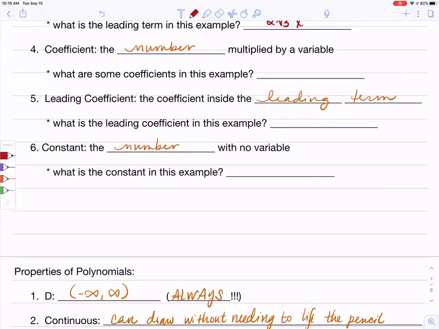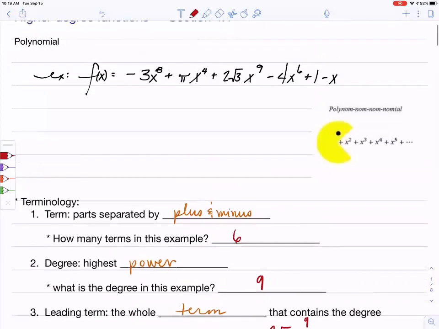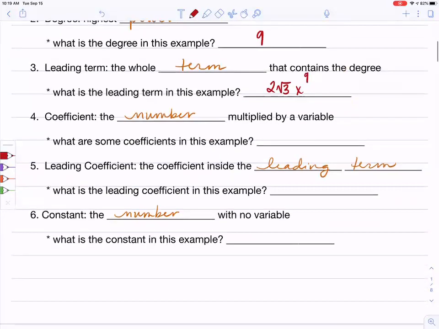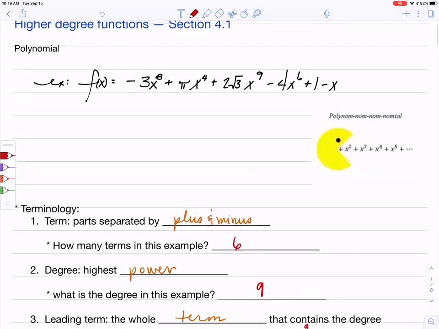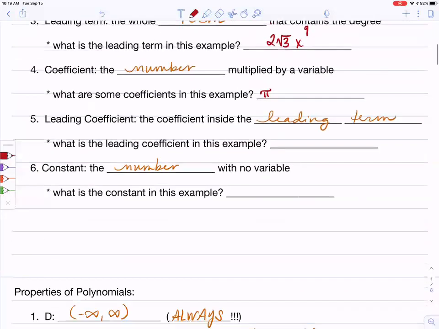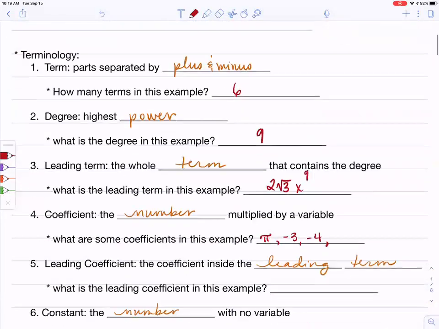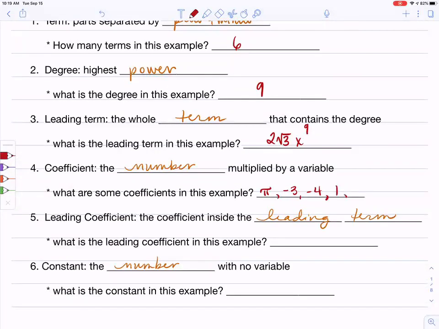All right, let's see, the next question. What are some of the coefficients in this example? I thought you said 5. Pi is a coefficient. What else? -3. -3, another one? -4. There was a 1. There was a -1. I didn't list all of them, but there's 6 of them. Every single term has a coefficient in it. Okay, so it looks like I only left out 1.